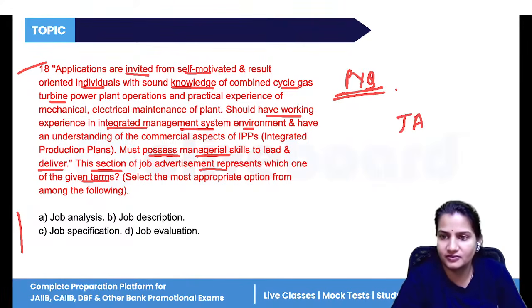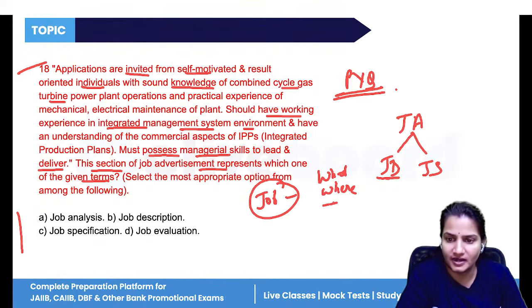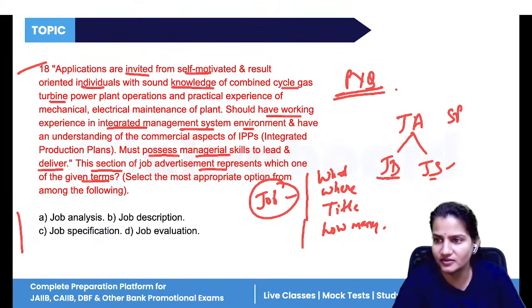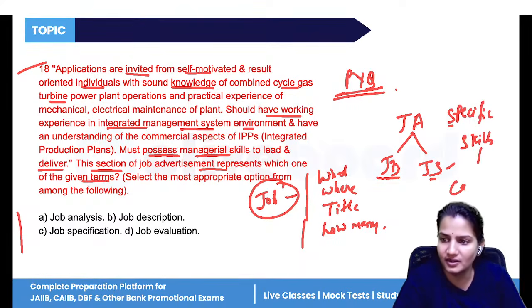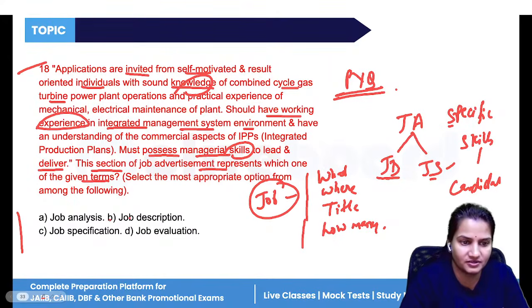So in job analysis, we have two factors, JD and JS. JD talks about description, so you are describing the job. What is the job? Where is it located? What is the title of the job? How many hours do we have to work in this job? All these are related to the job. Now, JS talks about the specification. Specification means the skills of the candidate, the knowledge, skills, and experience. So this is part of the job specification.